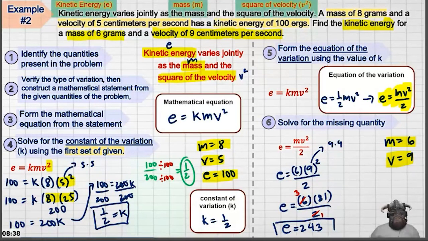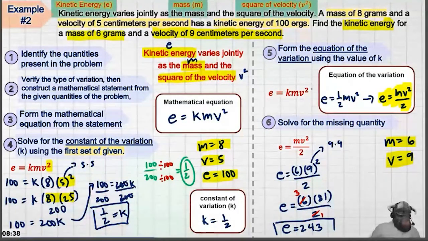In that case, hanapin na lang natin kung anong unit ng ating kinetic energy. So, ang unit ng kinetic energy natin ay, ano kaya? Ano yung sinabi dun sa statement? Anong unit? Sige nga, kung nakikinig kayo, asan dyan yung unit ng kinetic energy or E?